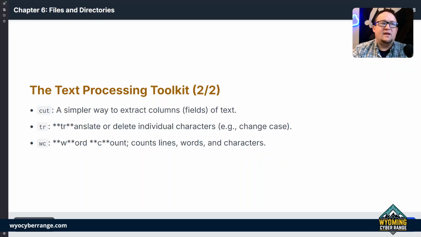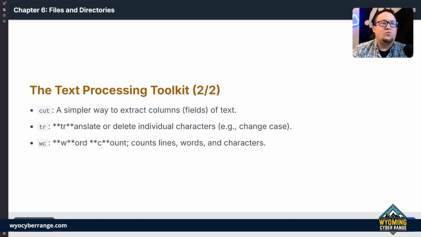A couple more commands is going to be cut. Cut is kind of like awk, it's just a little more simple. tr for translate. This will easily translate or delete individual characters. This is one of those things that I like to also call truncate. You can use this to truncate different words or characters out of a string.